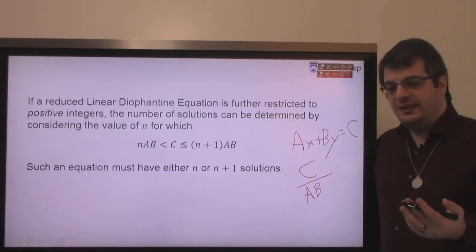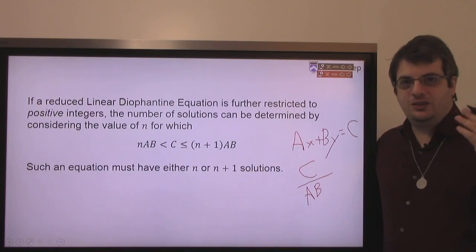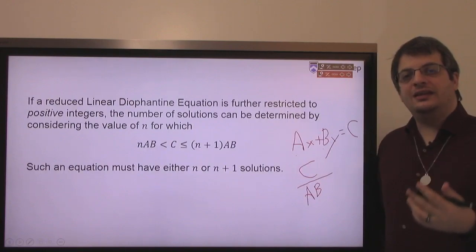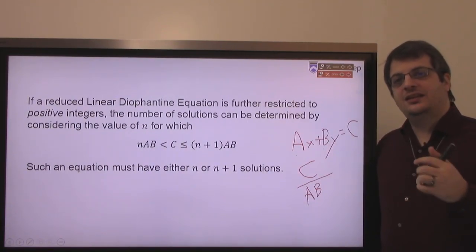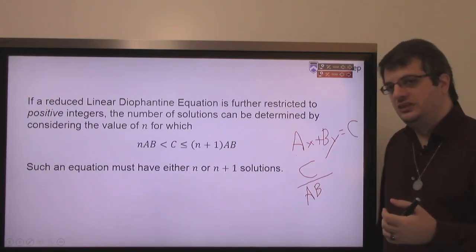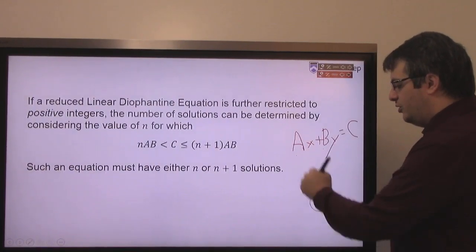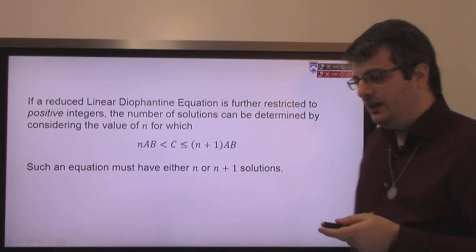If c over ab is between 1 and 2, there's either 1 or 2 solutions. If c over ab is between 2 and 3, there's either 2 or 3 solutions, and so forth. So that's a quick way to check. Exactly. It's a quick way to check how many solutions you've got. You just take c over ab, and you just see where it falls, and that tells you how many solutions there are.